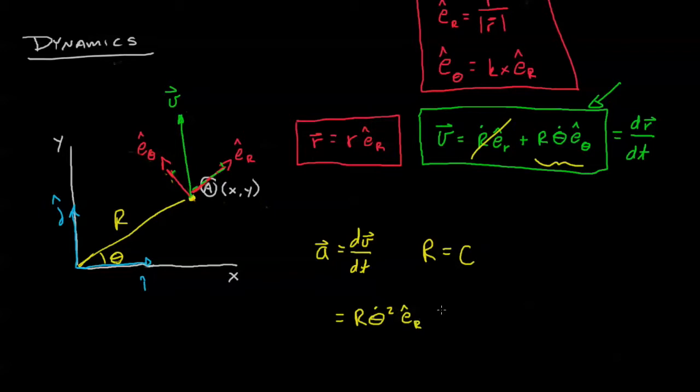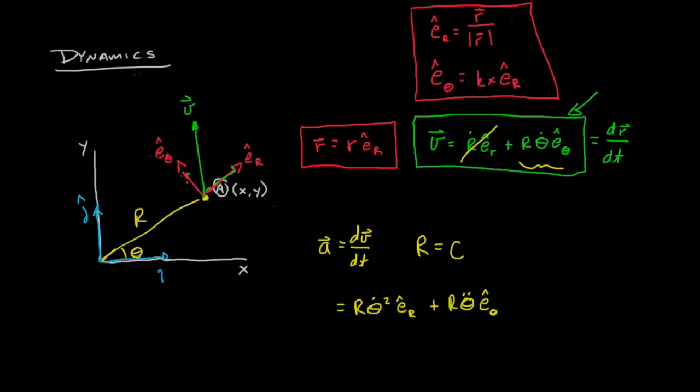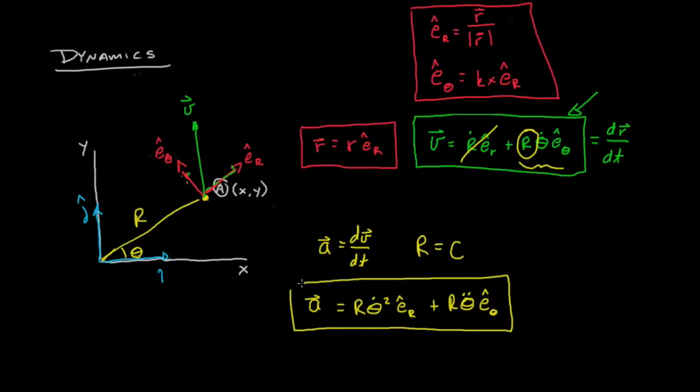in the radial direction plus r theta double dot in the angular direction. And this comes from simply applying the chain rule, maintaining radius as a constant, or the distance from the center as a constant. This is the acceleration of a particle moving in a circular path.